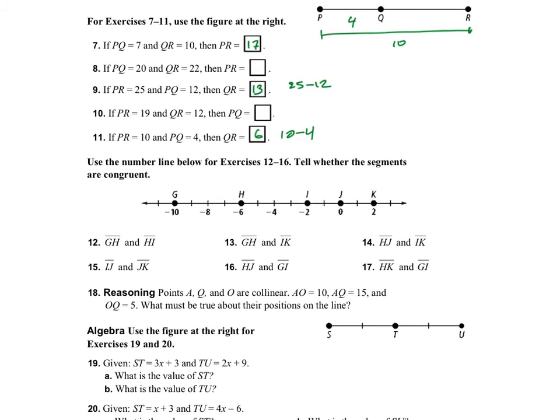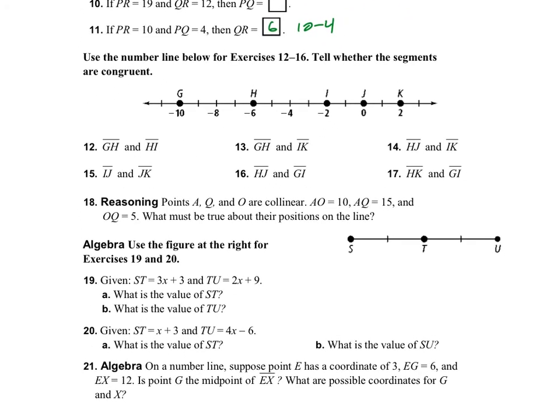Now on number 12, again, I'm going to go over the odd exercises. So 13, 15, and 17. I want to figure out if those two segments are congruent to each other. So I want to find that distance. In this case, it's 1, 2, 3, and 4. So the distance for GH is 4. The distance from I to K is 1, 2, 3, 4. So that means that yes, they are congruent.